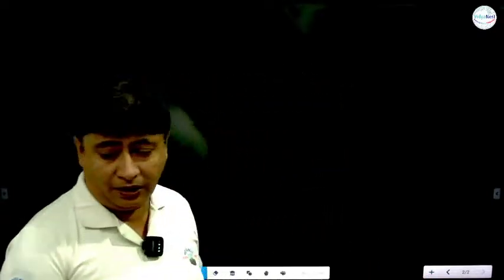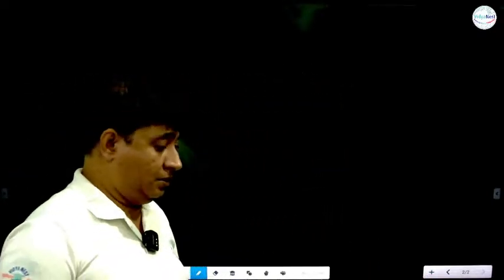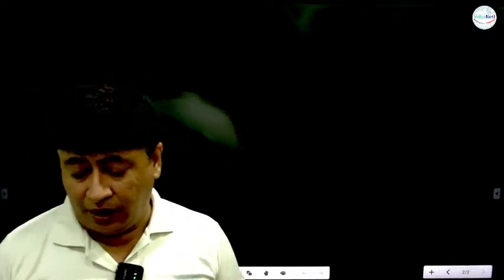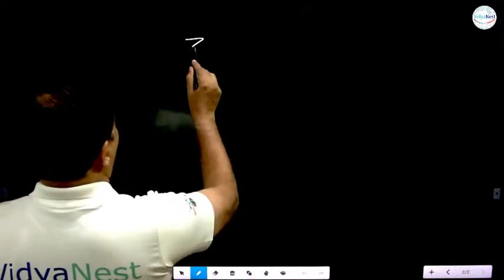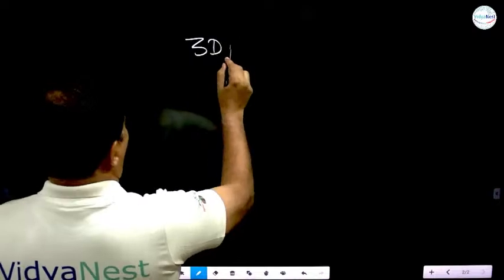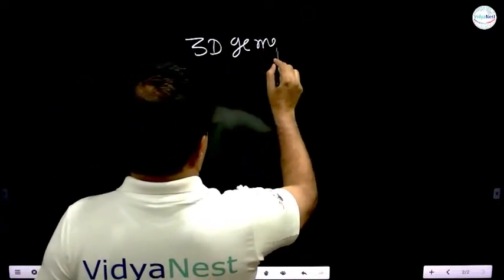We will start 3D geometry, which is a very nominal level given in class 11. Hardly can you get any sum from class 11 level in JEE, but still we cannot avoid 3D geometry for class 11.